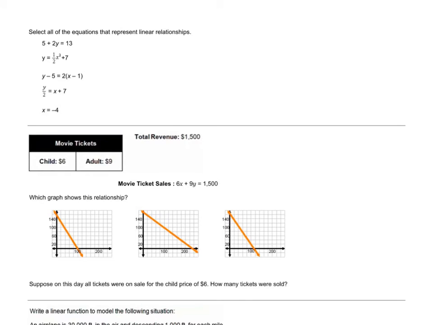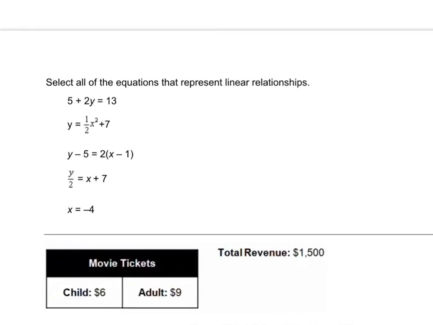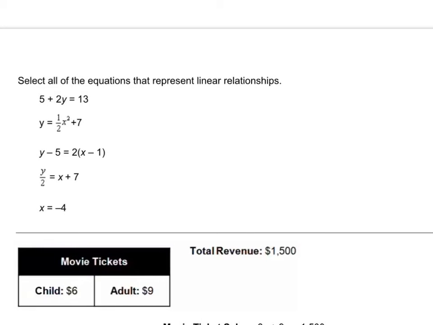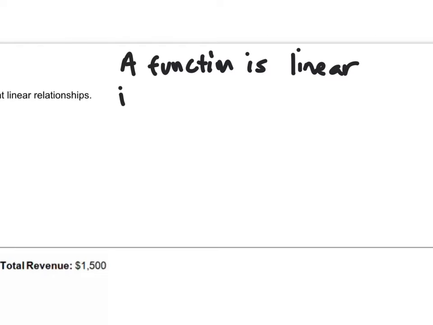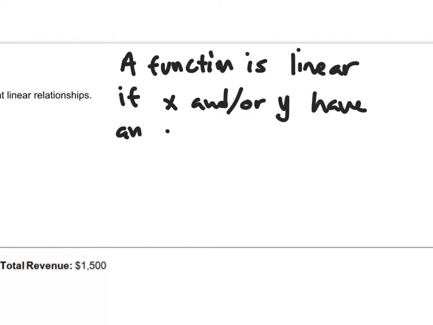The one thing I do want to talk about is that it says select all of the equations that represent linear relationships. The way I know that a function is linear, so I'm going to write this, a function is linear if x and y have an exponent of 1.